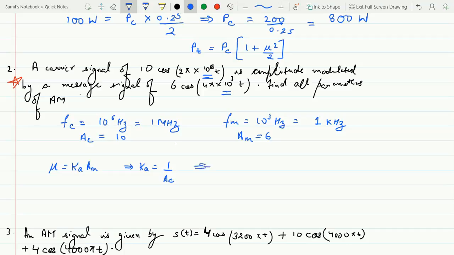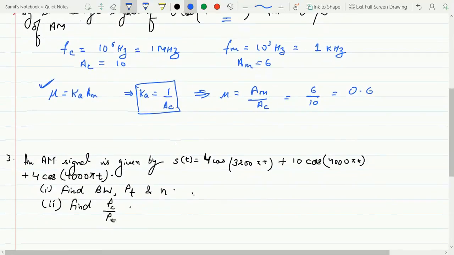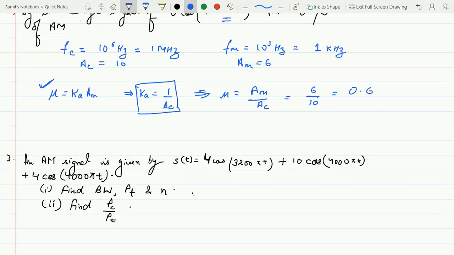So then the modulation index mu simply becomes Am by Ac, which is like 6 by 10, which is 0.6. So this was the main motive behind discussing this question, to let you know that if mu is not specified, how you can find it out. So now if you know mu, it's very simple to find anything that you want.